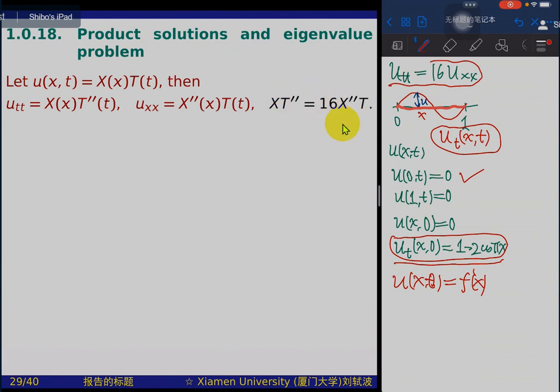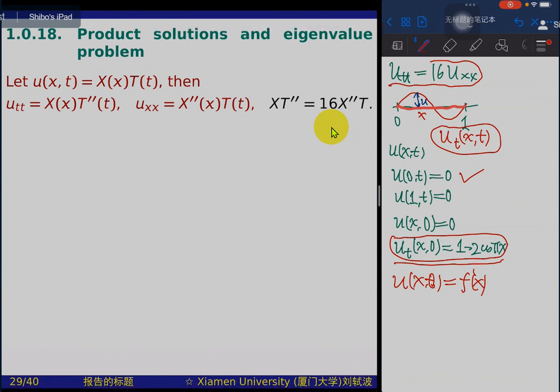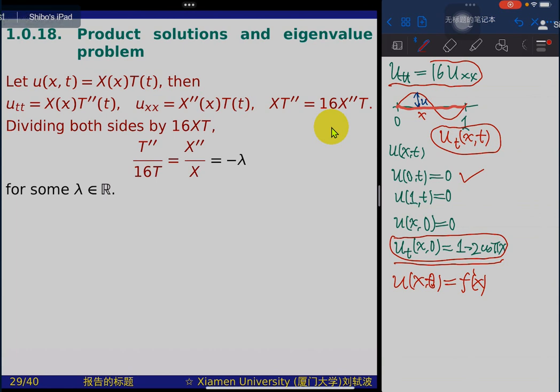Therefore, divide both sides of this equality by 16XT. We get T double prime over 16T equals X double prime over X. As usual, the left hand side is a function of t, and the right hand side is a function of x. Therefore, it must be a constant. So there is some real number lambda such that the common value of the quantity in this equality is minus lambda. Lambda is a constant, okay?